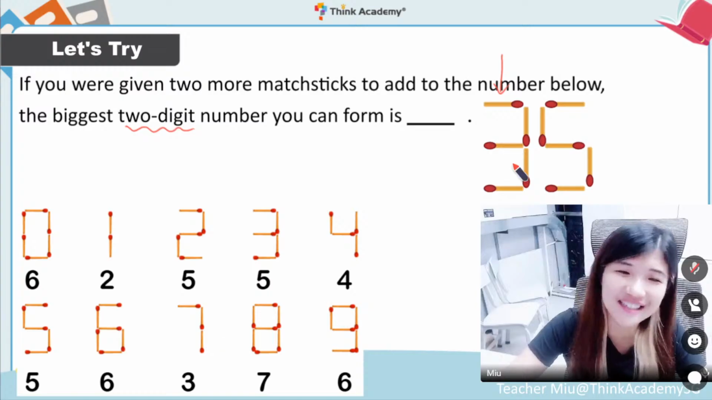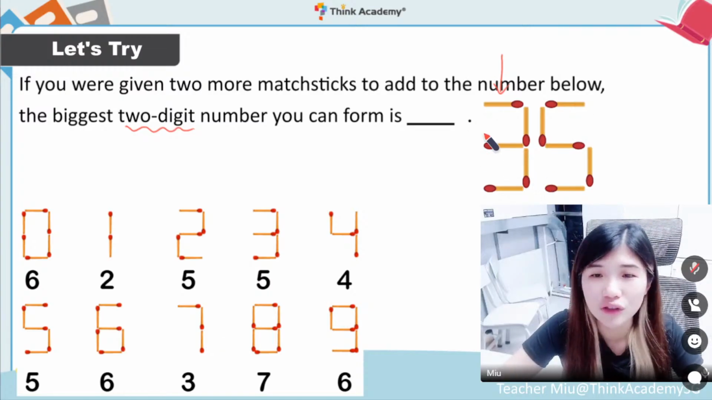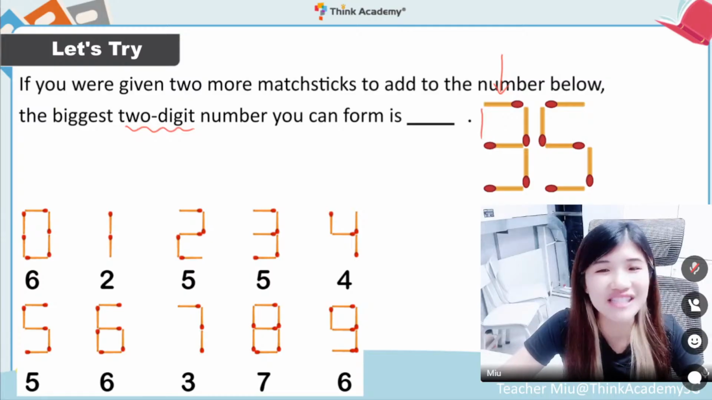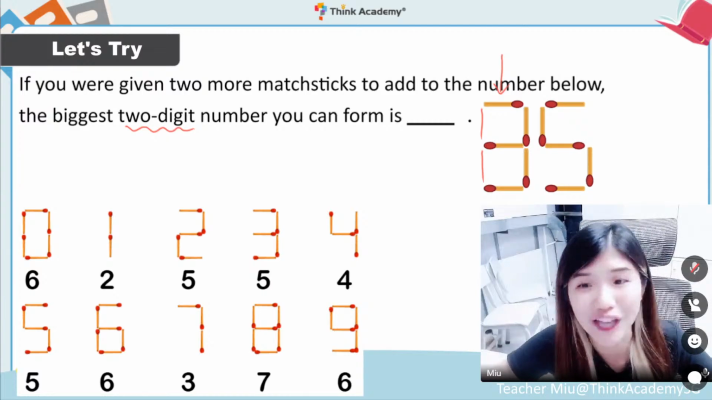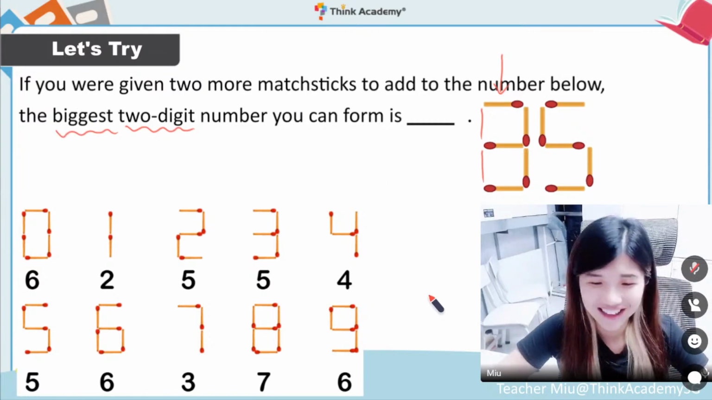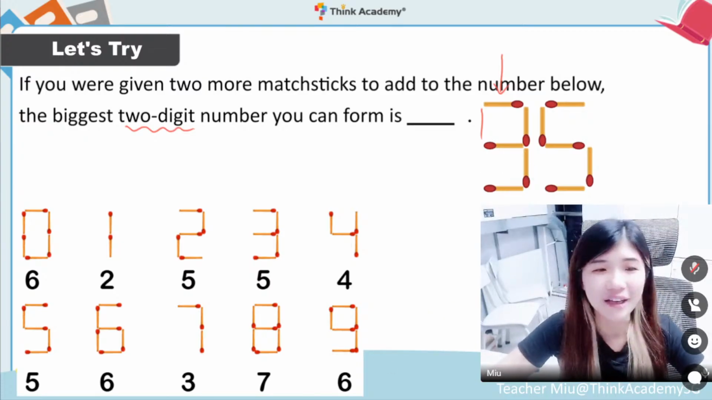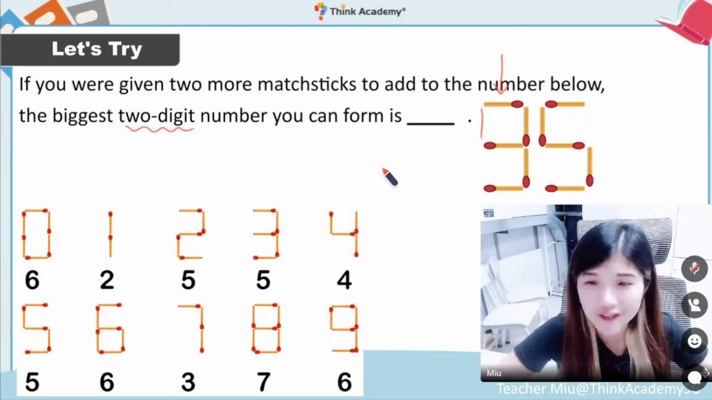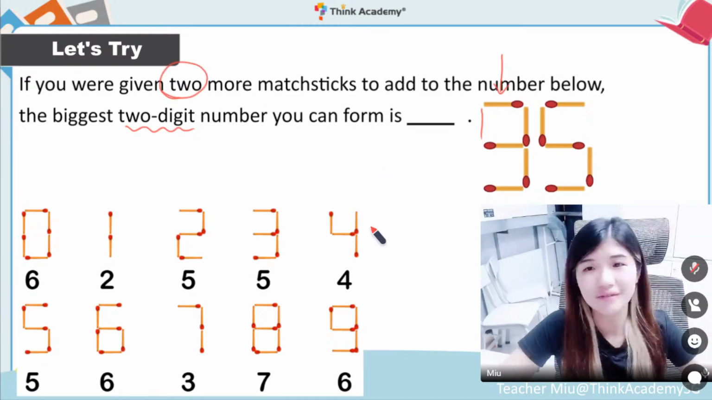Yeah, as you can see, from 3, add 1 or 2 matchsticks. You can make it into a 9, or make it into 8. Hey guys, do you want to make it into 8 or 9, as you are making the biggest two-digit number? Of course, you're making it into 9. All right, so 9. Is it done? Not really. Since you've got 2 more matchsticks, where is the other one?